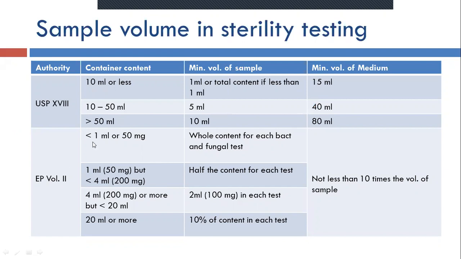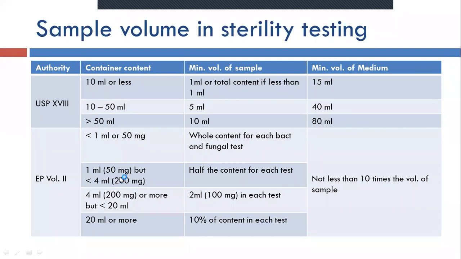In the case of solids, if it is less than 1 ml or 50 mg, the whole content for each, this is as per USP. Now as per European Pharmacopoeia, less than 1 ml or 50 mg, then the whole content for each batch, and for the fungal test, the amount of media should be not less than 10 times the volume of the sample. Suppose you are taking 1 ml, the volume of the media should be 10 ml. If you are taking 2 ml, the volume should be 20 ml. That means not less than 10 times the volume of the sample.